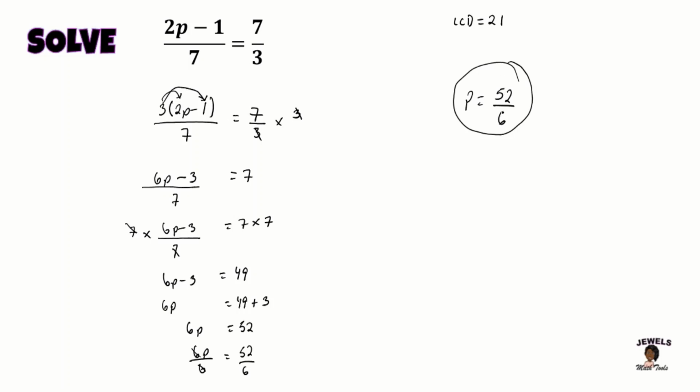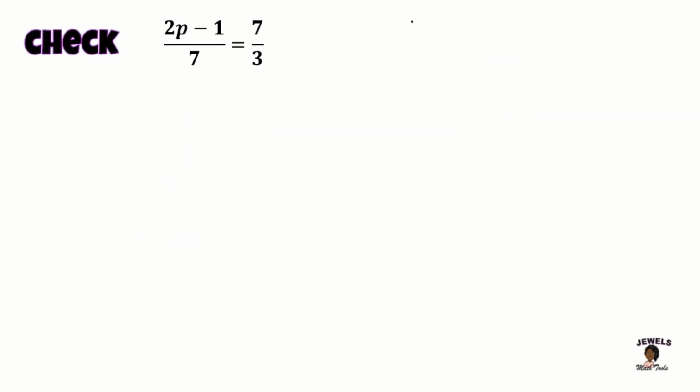And now we're going to do our most important step, which is to check our answer. So remember that our p was equal to 52/6. And now we're going to perform our check by substituting p for 52/6. And we're going to put everything else back. Okay, so now let's simplify our brackets.